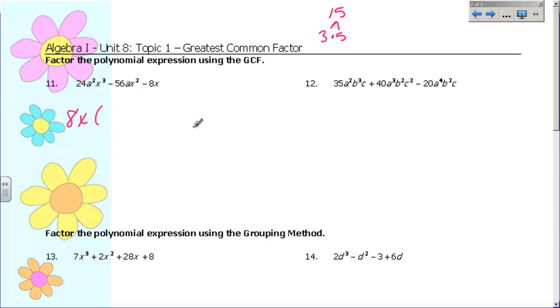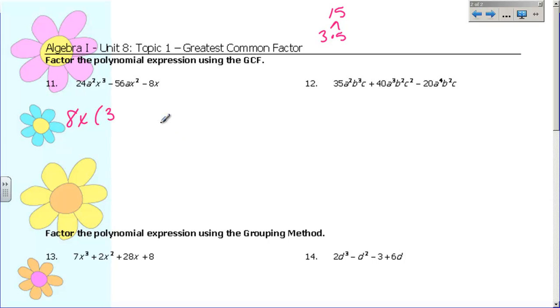This times something else will have to equal this number. So now it's just a matter of working backwards. I've got to figure out what goes in here that can multiply times 8 to give me what I started with. So it basically becomes a division problem. 24 divided by 8 gives me 3. So I'm working backwards. 8 times 3 makes 24.